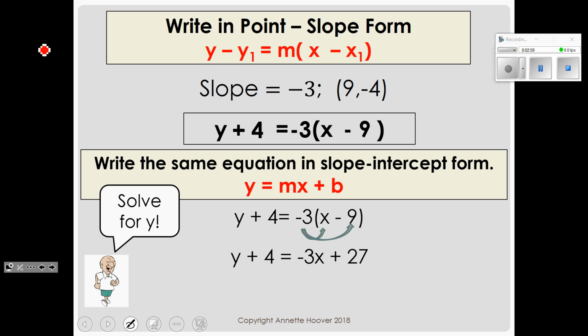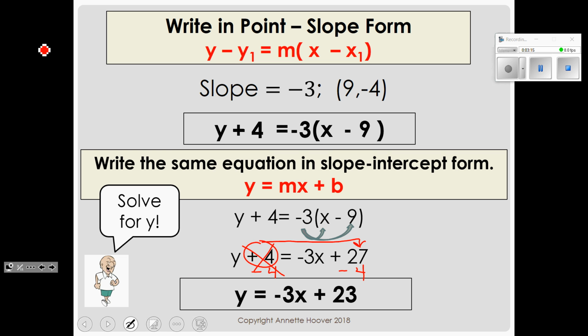One step left to do. We want to take this 4, move it to the other side, and add it with the like terms on the other side. So we subtract 4 on both sides. And when you do that, the 4's cancel out, and you're left with y equals -3x plus 23.